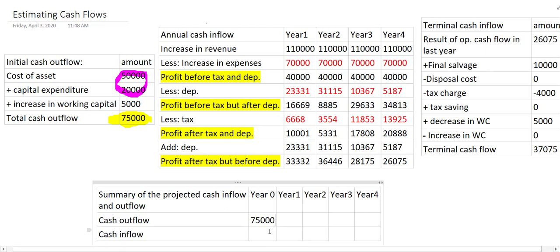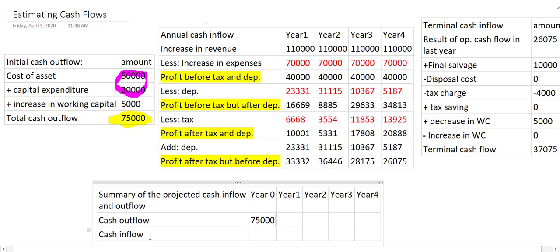Why? Outflow is recorded in the 0 year because initial, it is invested in the initial year. It means it is at the beginning of the year. Suppose it is invested in January, so that is why we take it at the beginning. Year one means, of course, end of year one, year two, year three, year four, and so on. Why? Because investment is made at the beginning of the year and generated revenue will be generated at the end of the year.